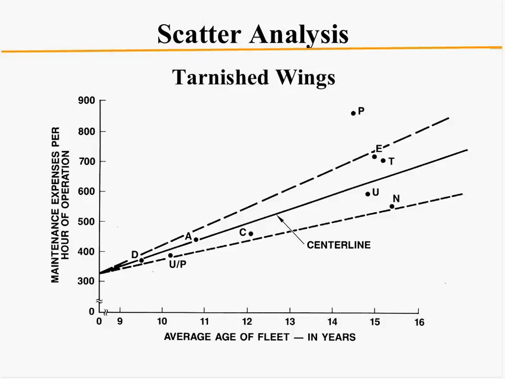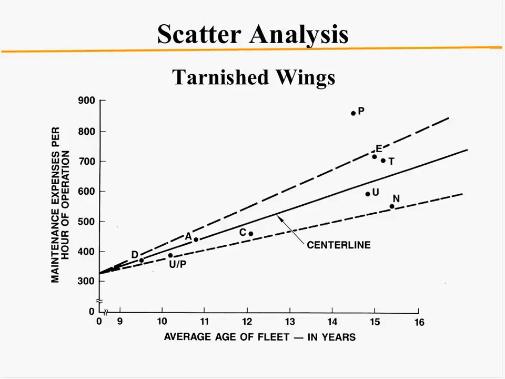Here is one that I've created using data that came out of a magazine article many years ago. It's called the Tarnished Wings diagram. I took the data they had in there. They had two separate charts, one of the average age of the airline fleet in years, and the other of maintenance expenses per hour of operation. They made no attempt to bring them together, but when I looked at them, I realized this had the makings of a scatter analysis. And so I plotted them.